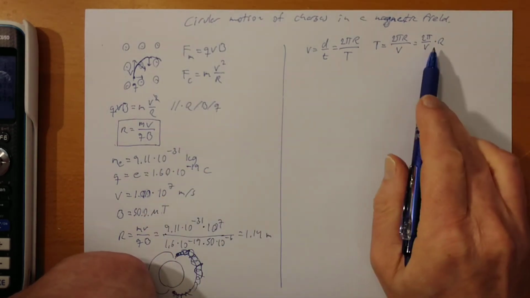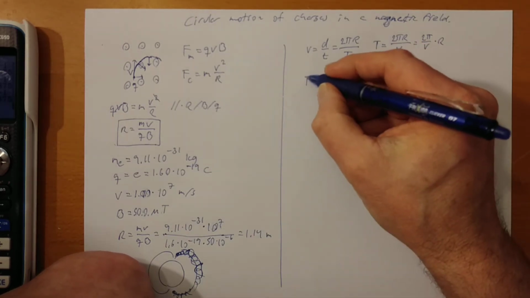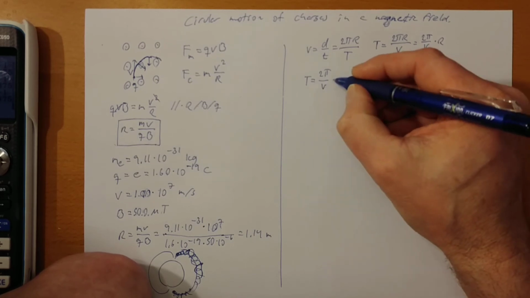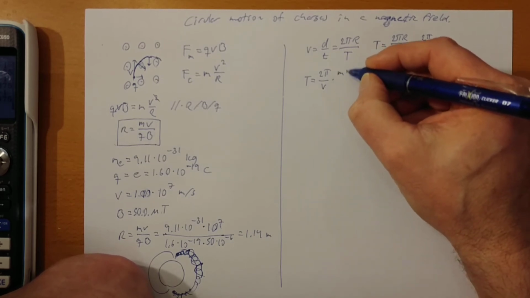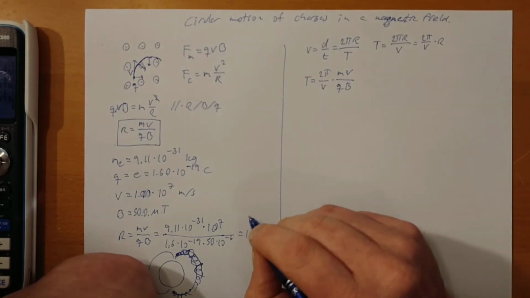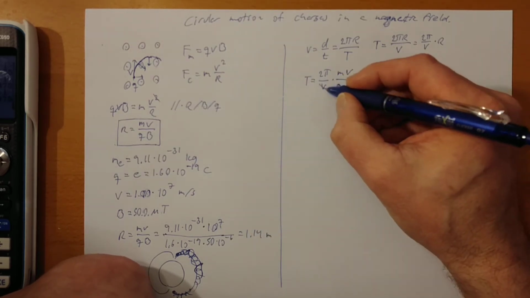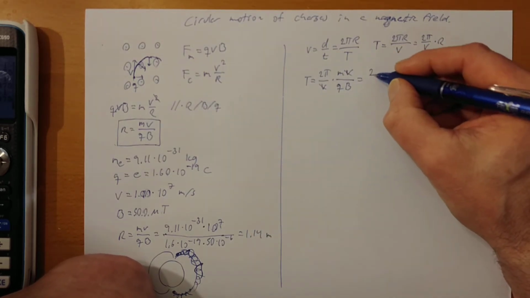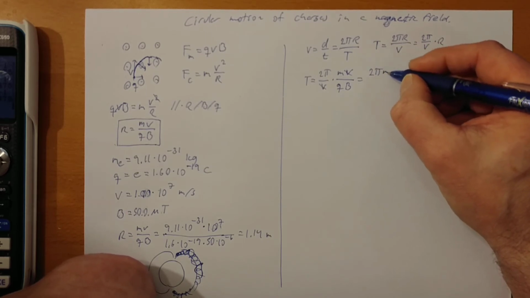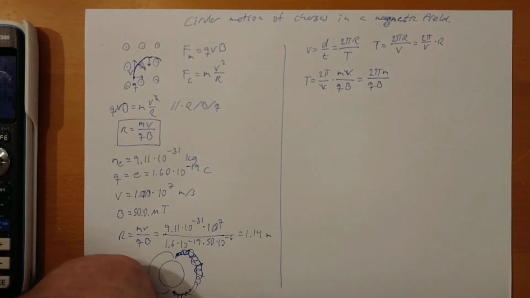Now we can take this r from that formula, pull it over there, right? So T equals 2 pi over v times mv over qB. You can cancel something here, right? Yeah, cancel away the velocity and we end up with this formula: 2 pi m over qB. That will be our period.